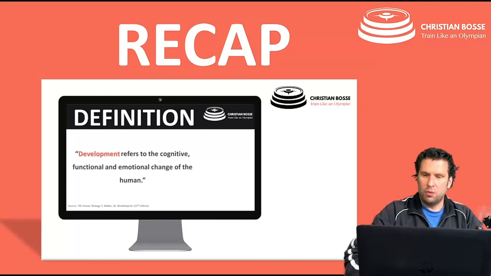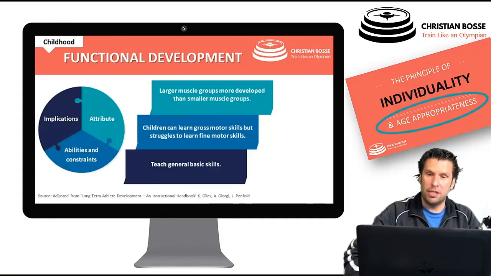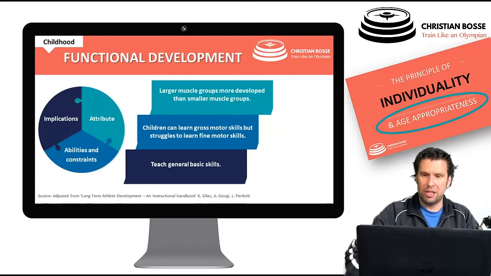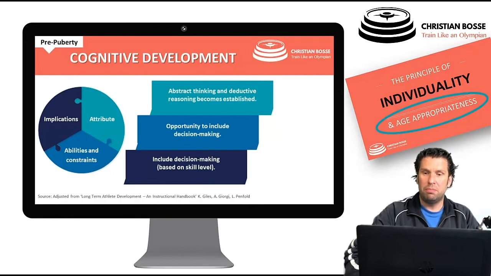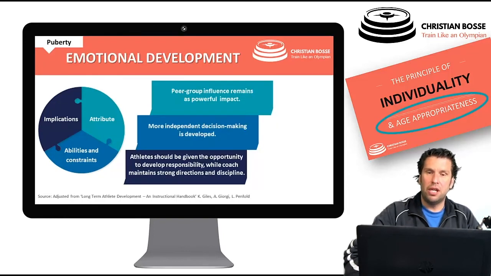So, there was one thing. We also talked about the definition of development, which is the cognitive, functional, and emotional change of a human. And again, shameless plug here. This is from my upcoming course on long-term athlete development, where you can see, and this is again, shout out to Kelvin Giles. He has done that in his book, where they looked at different attributes, abilities and constraints and implications for training. And then here we have an example of the childhood, the functional development for the pre-puberty, the cognitive development, and the puberty, the emotional development. In that course, you'll get all the information for the different age groups.